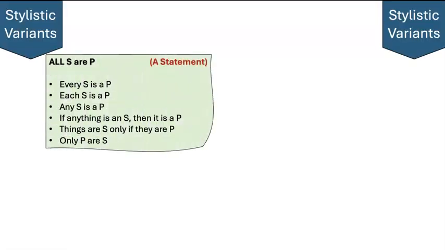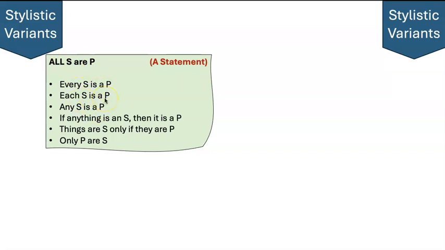So, stylistic variants. Stylistic variants are just other ways of saying the same thing. Each standard form has other ways of being represented. For the A statement, all S are P, another non-standard way is when persons say every S is a P. Every member of the subject category is a member of the predicate category. We could standardize this by just saying all S are P.